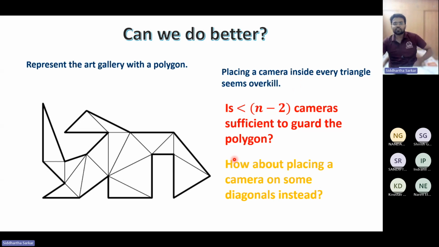How about placing cameras on some diagonals instead? Diagonals means the additional line segments that we have drawn. Can we somehow place cameras with the diagonals in mind? One more thing: the number of triangles is n minus 2. And what is the number of diagonals? For a quadrilateral, one diagonal is sufficient. For a pentagon, 2 diagonals. For a hexagon, 3 diagonals are to be drawn. So for an n vertex polygon, how many diagonals in the triangulation? n minus 3. Right. So there are n minus 3 diagonals. Now can you say something about the number of cameras you need by exploiting some property of the diagonal?